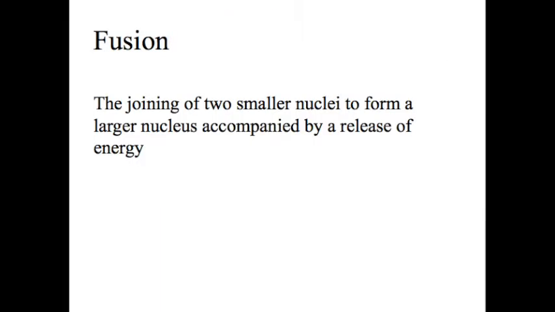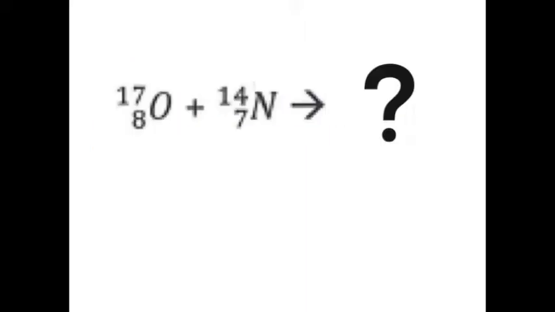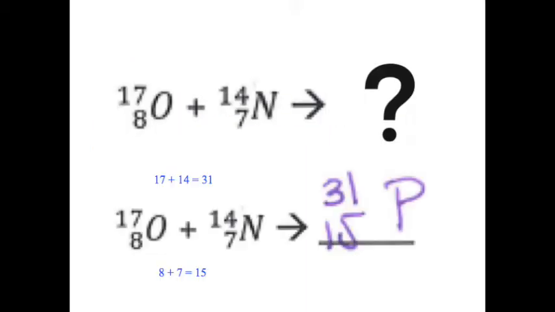Fusion is the joining of 2 smaller nuclei to form one larger nucleus. First, add the mass numbers of the 2 parent isotopes together to determine the mass number of the daughter isotope. In this equation, 17 plus 14 equals 31. Then add the proton numbers of the 2 parent isotopes together to determine the proton number of the daughter isotope. In this equation, 8 plus 7 equals 15. The missing particle is phosphorus 31.